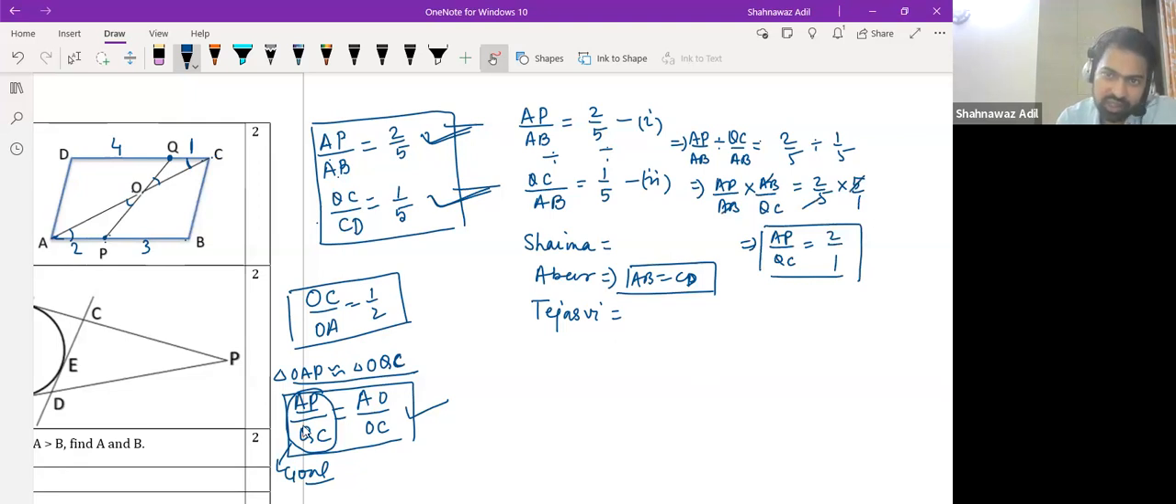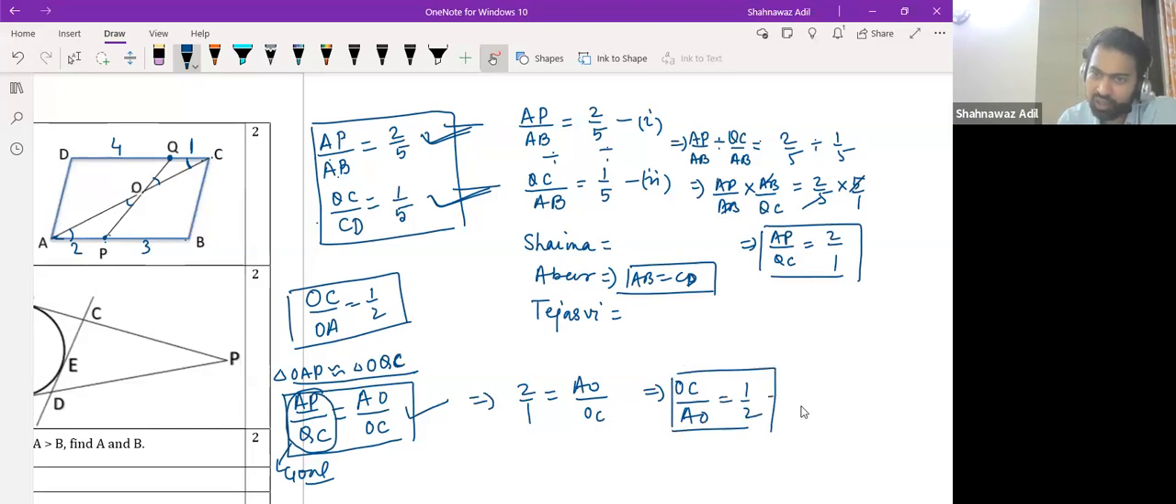Okay, we already got AP by QC, which is 2 by 1, and so OC by AO would be 1 by 2. So this is the proof that they wanted us to show. Understood, everyone?